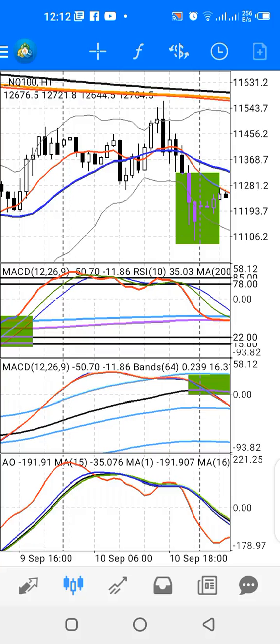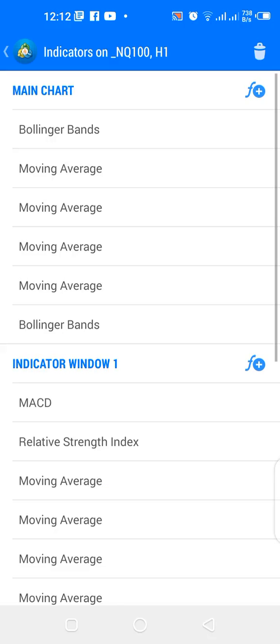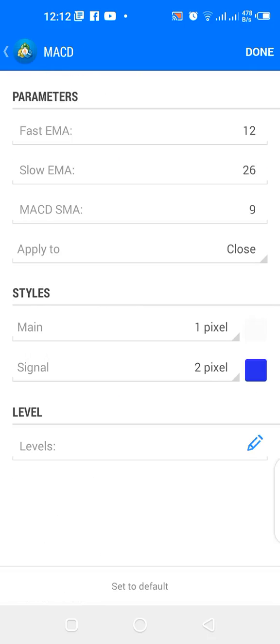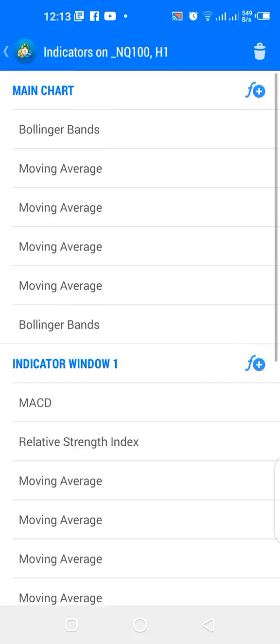Let's look at the settings for indicator window 2. We have MACD. The fast EMA is 12, slow EMA is 26, MACD SMA is 9. Apply to close. The color of the main style will match the background color of the chart, and the color of the signal style is blue.